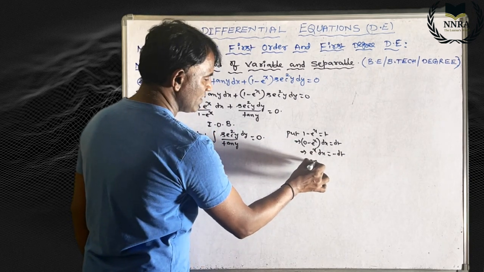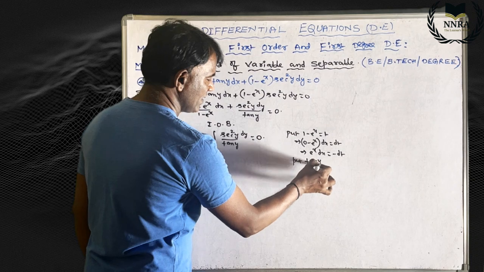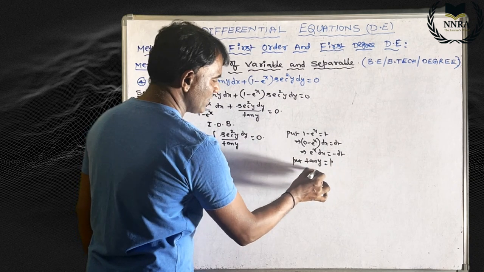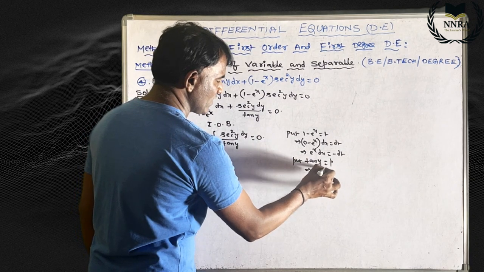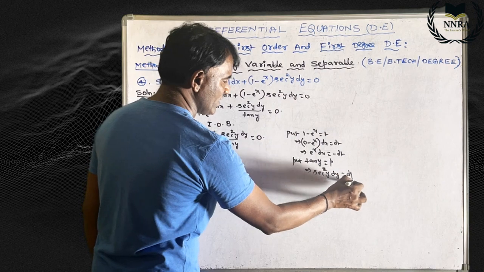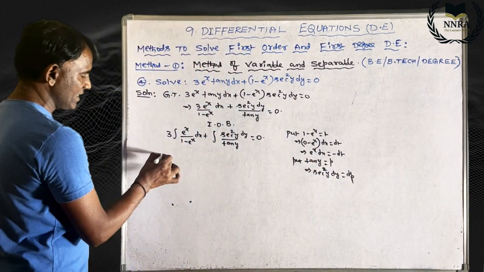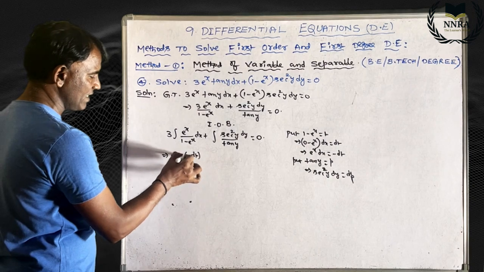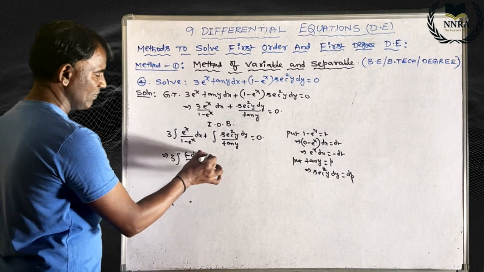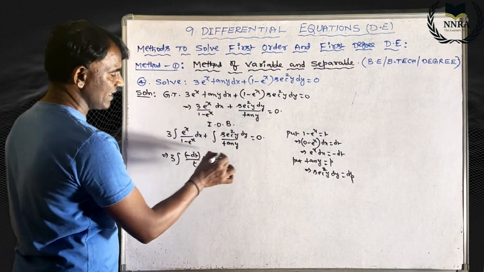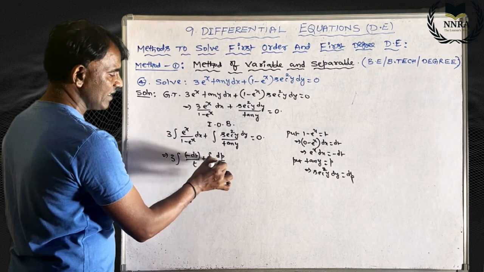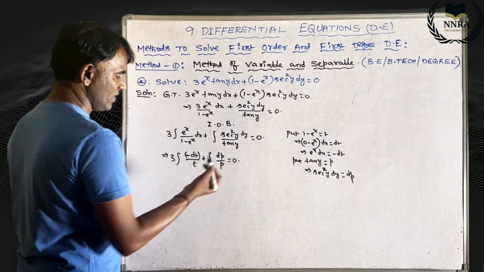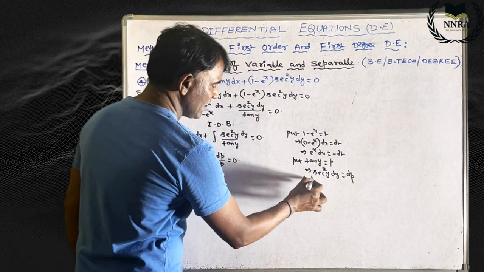And the second one, tan y equal to p. Derivative of tan is secant square, secant square y into dy equal to dp. So how to write this one? 3 e power x dx means minus dt divided by t, plus secant square y dy, that is dp, by p equal to 0. And what is integral dx by x?